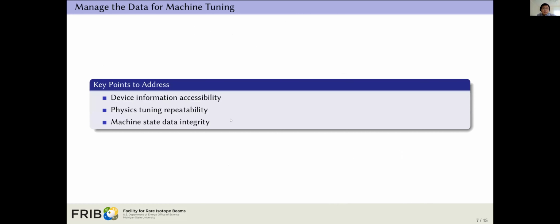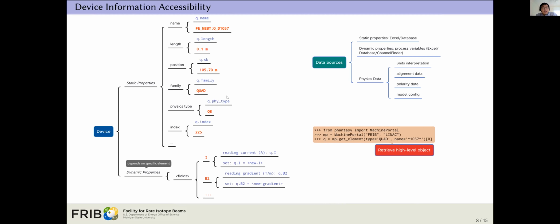So in this talk, I'd like to address some research that addresses these key points. For example, the first one is device information accessibility, and the physics tuning replicability and machine state data integrity. As I just mentioned, this Fantasy framework can manage all this physics info well. For example, after you build the proper machine configuration file, you can reach the FRIB linac section this way. After that, I call instantiate on this machine instance.